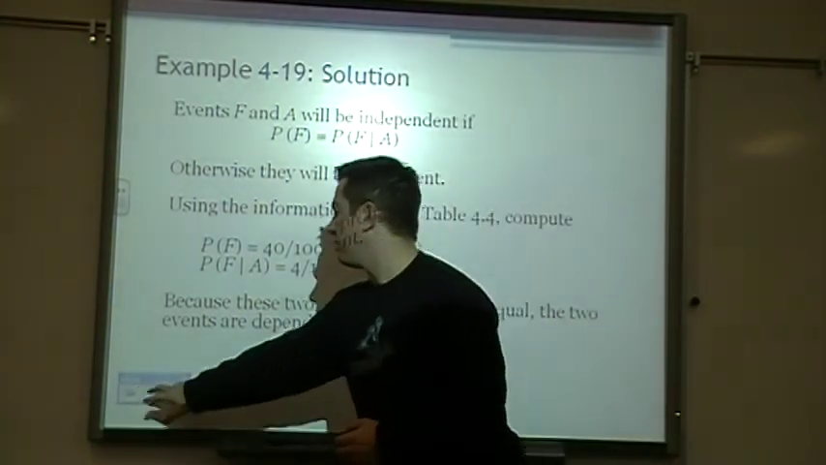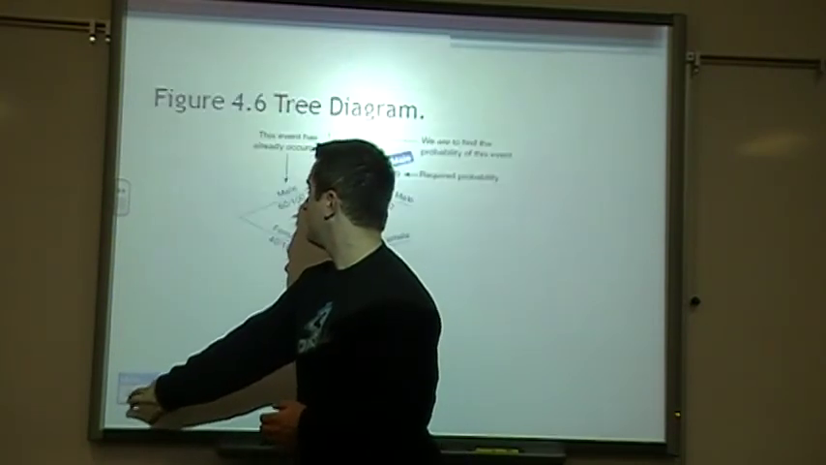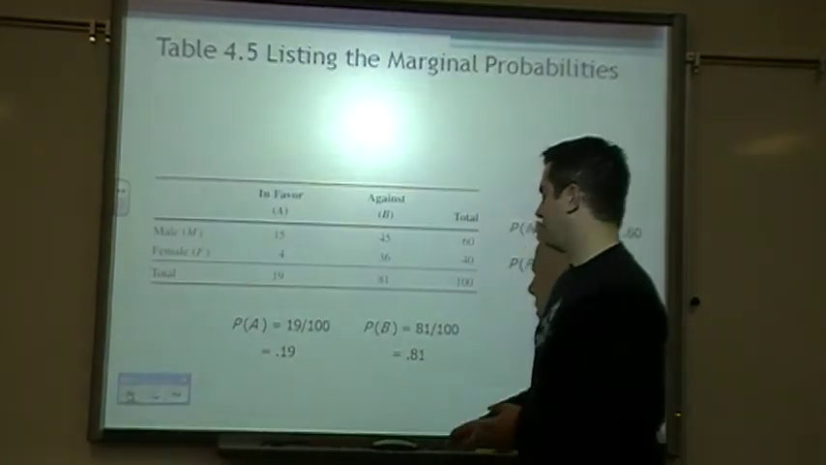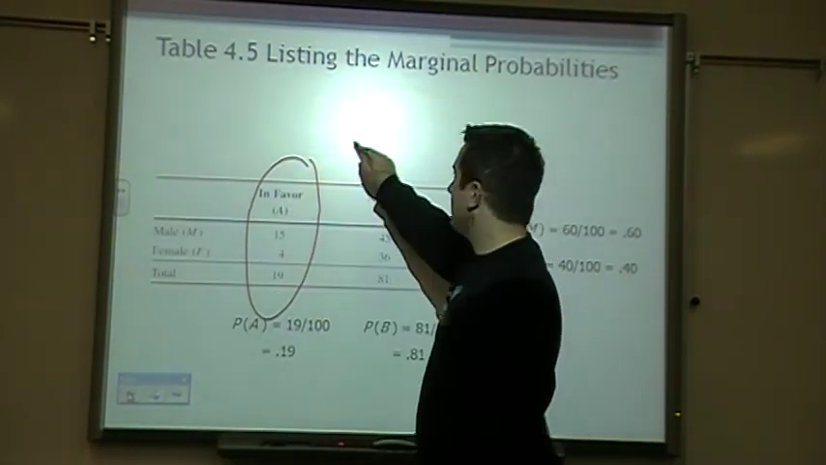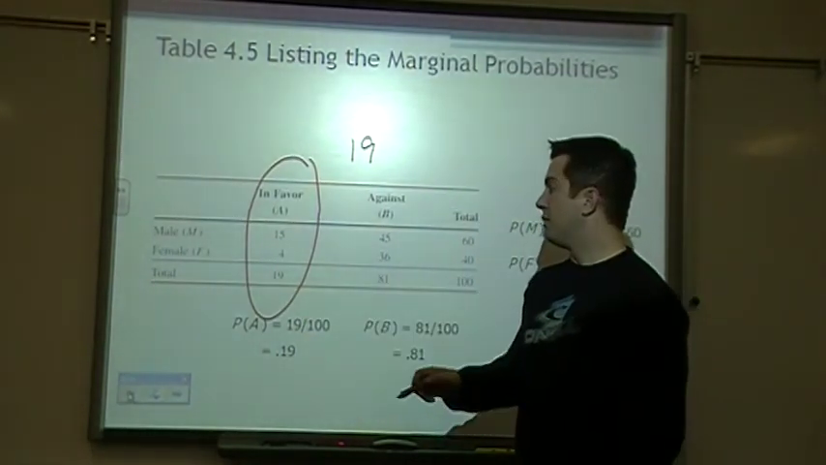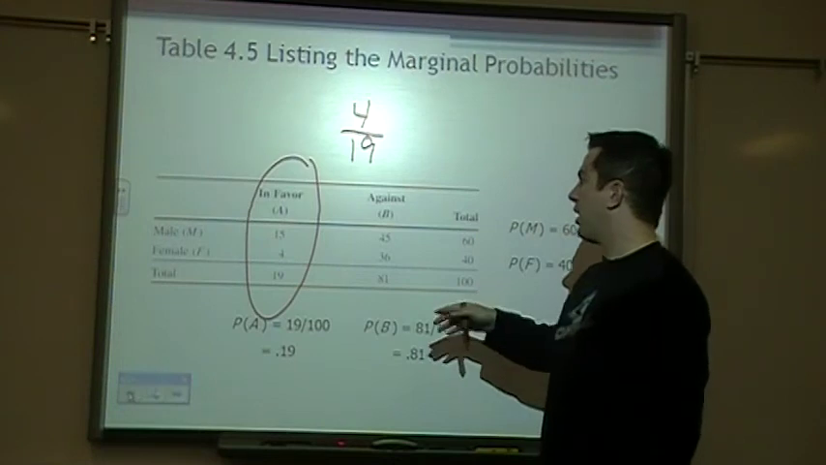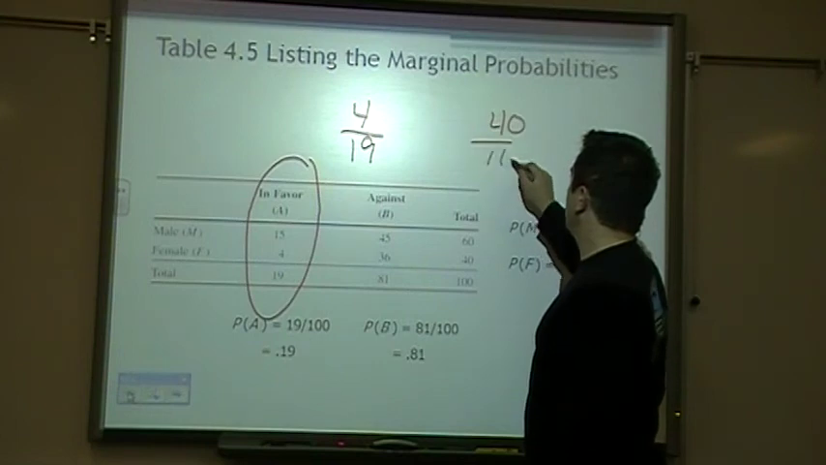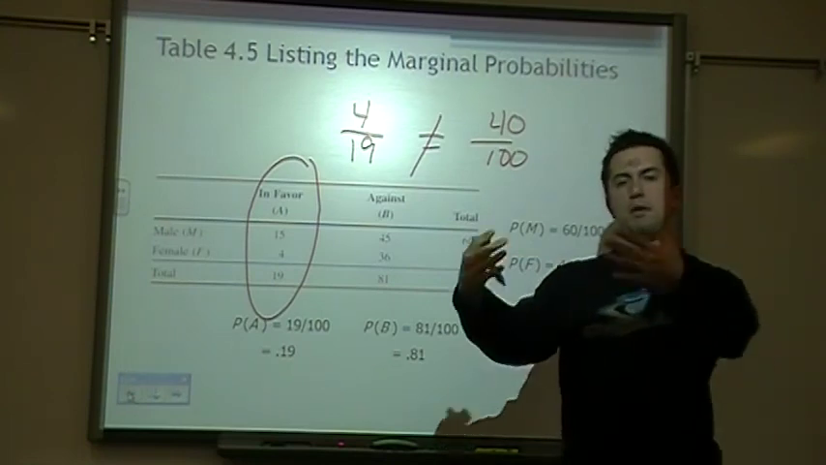So if we go all the way back, and I'm going to go back real fast to that table, see if this helps. All right, so the thing that already occurred is the in favor already occurred right here. So there's 19 people that were in favor. The probability of being female out of that is 4 out of 19. That's how they got that. So now we look at the probability of being female. Well, that's 40 out of 100. And we want to know, are these two equal? In this case, they're not, so they're dependent events.